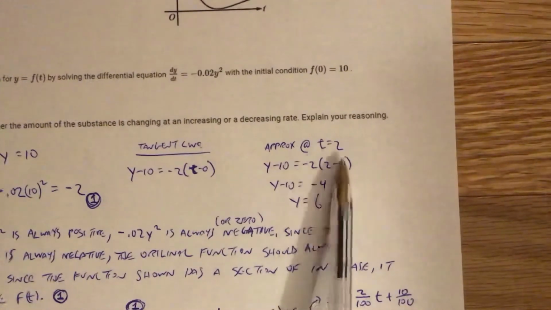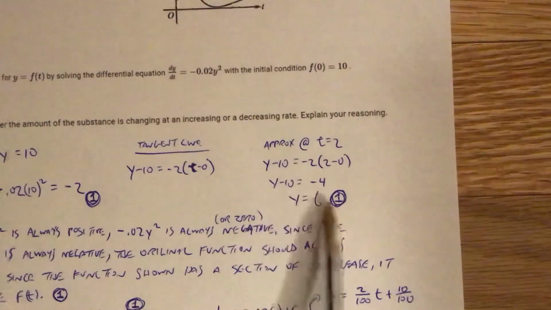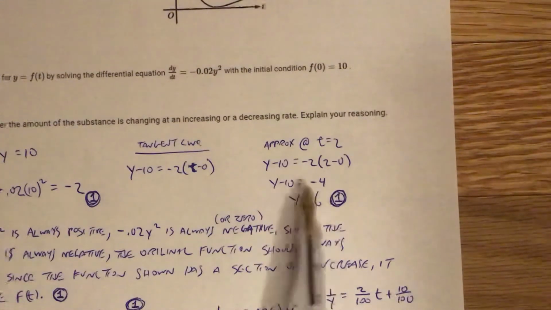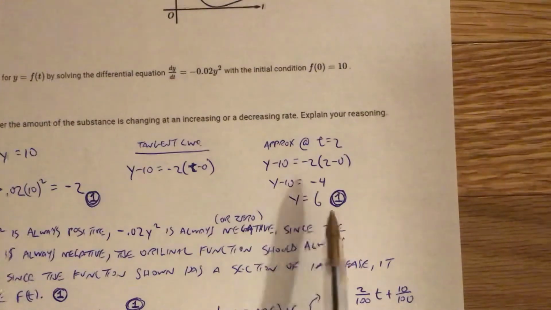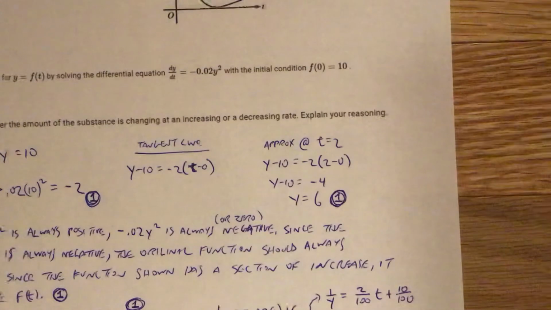And I believe time was seconds, so it'd be 2 seconds. I end up with 6 grams. Now remember, this is an approximation. I don't have the original function. This is just what the tangent line tells me, and we're hoping the tangent line's close. All right, so according to the tangent line, I have 6 grams of substance.